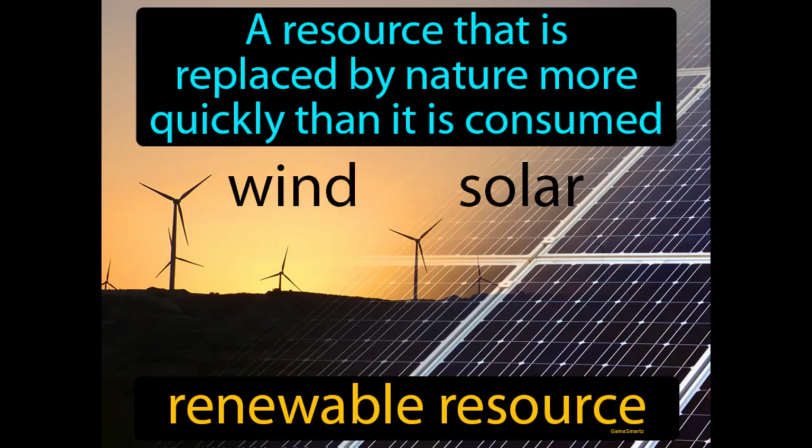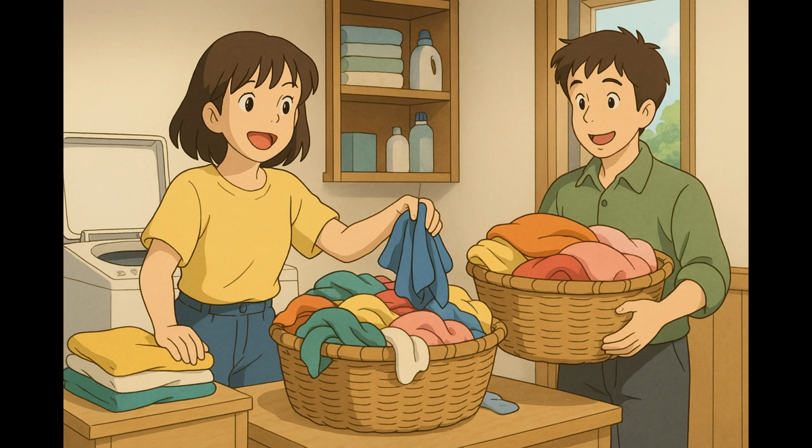A resource that is replaced by nature more quickly than it is consumed is a renewable resource. In simple terms, a renewable resource is something like sunlight or wind that we can use repeatedly because nature keeps making more of it. Imagine juggling household chores and ensuring the laundry basket never overflows.